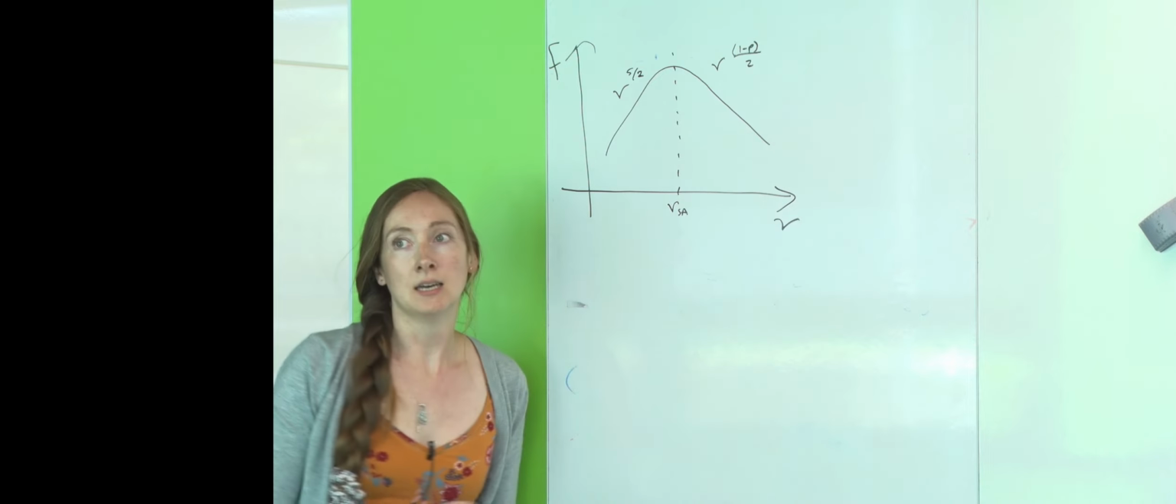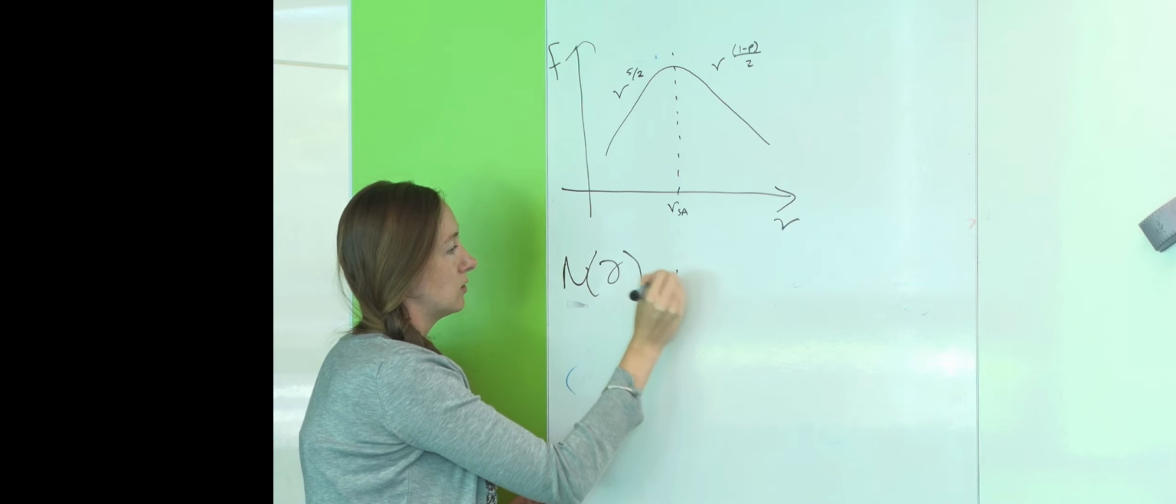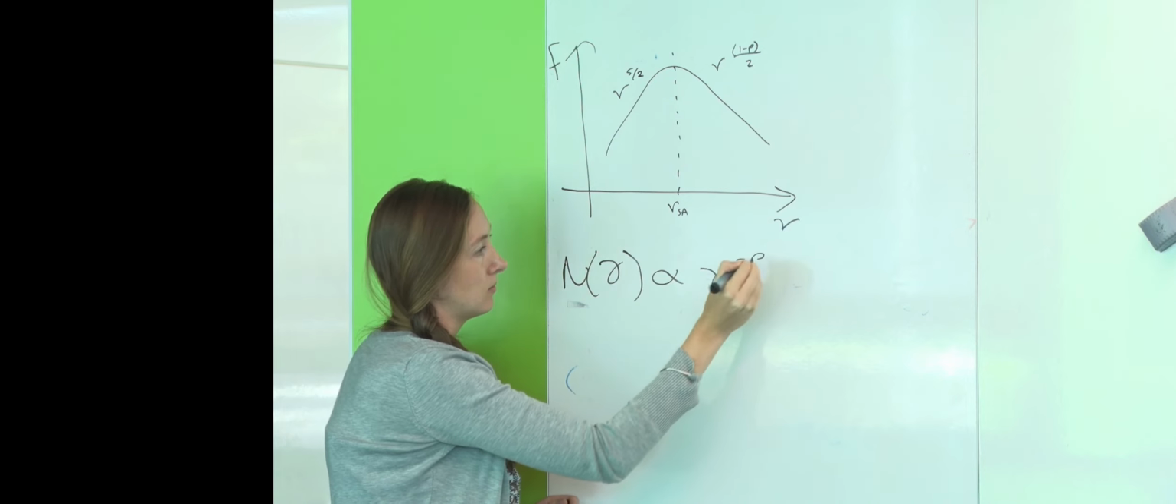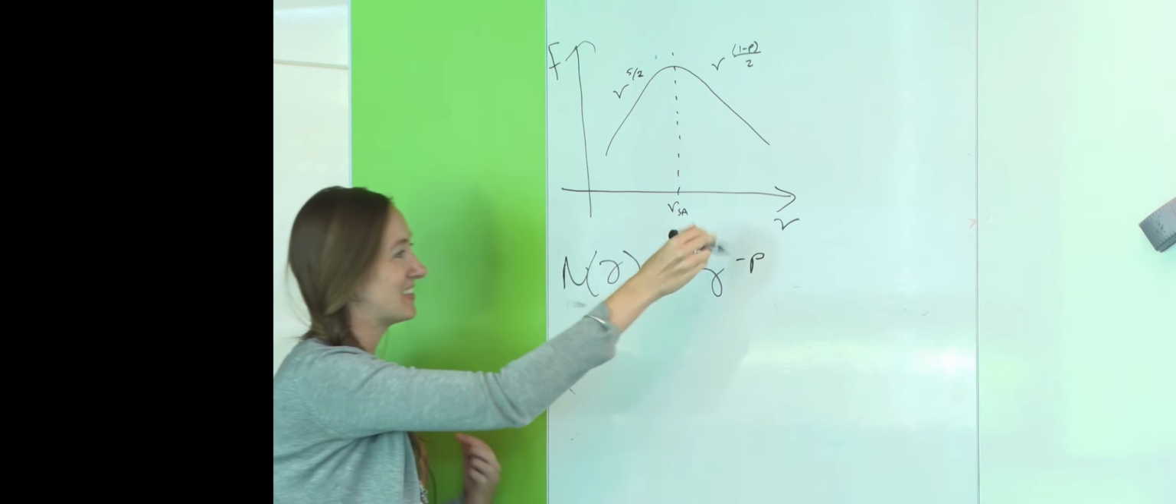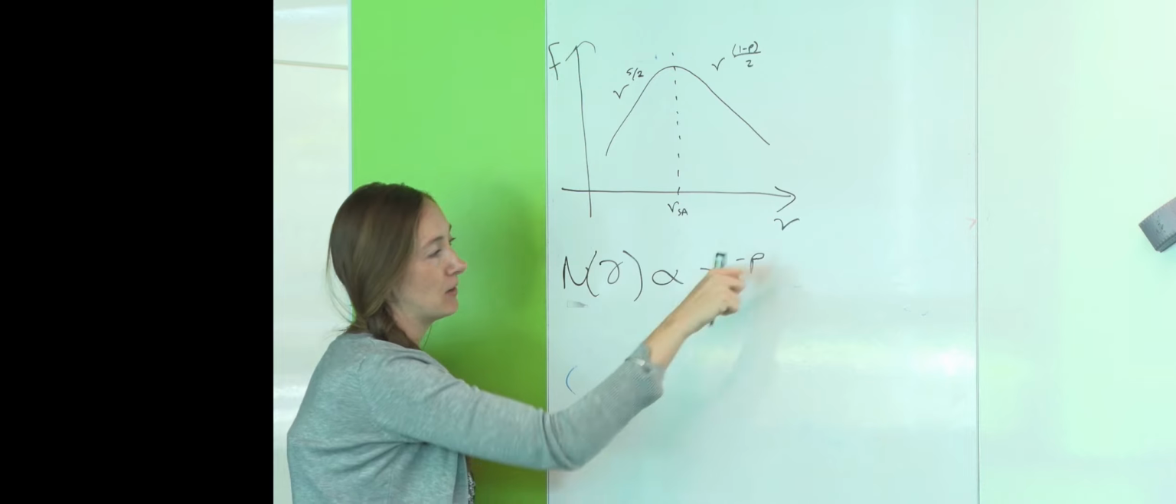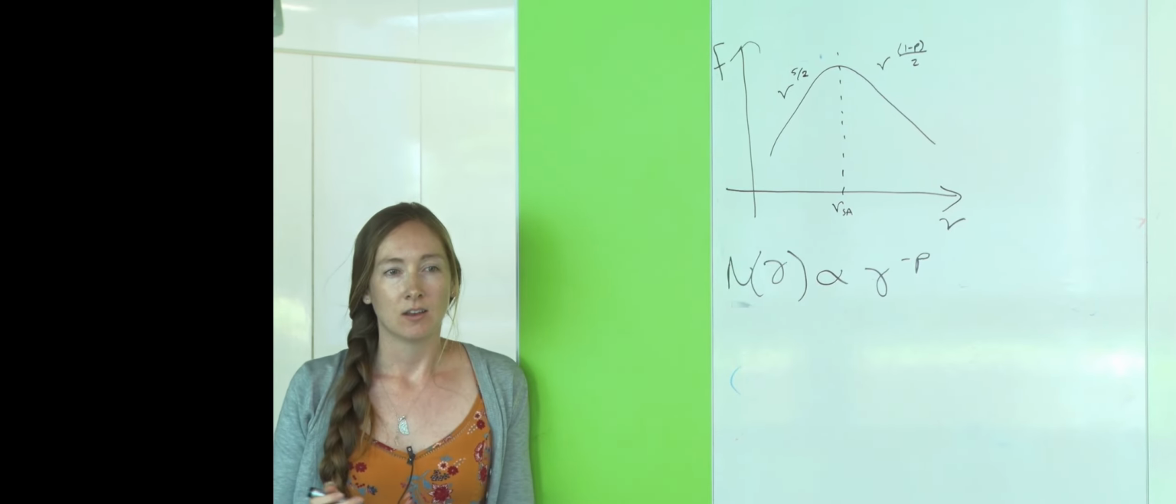And this p comes from the fact that our electrons are accelerated into a power law. So this is the same p. So it's the slope, it's the power law index. And we call this the synchrotron power law index.